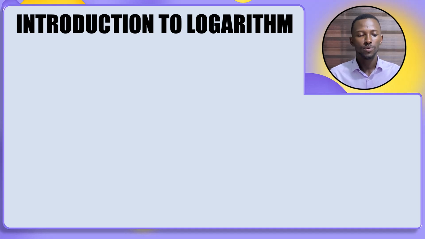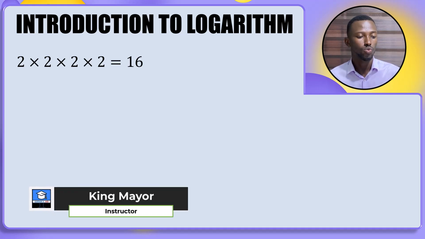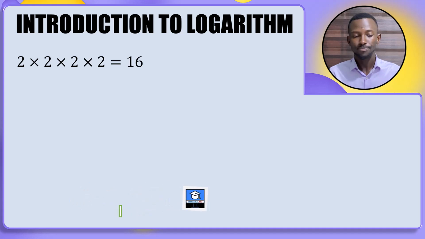If you are familiar with indices, you would know this simple fact that 16 is the same as 2 times 2 times 2 times 2. That is 2 multiplied by itself 4 times. We already have lessons on indices, so you can check them out.